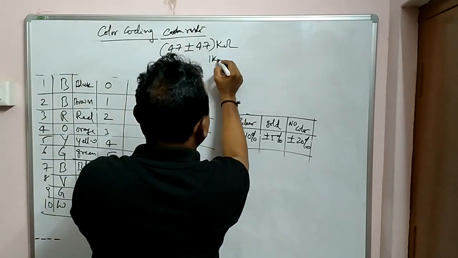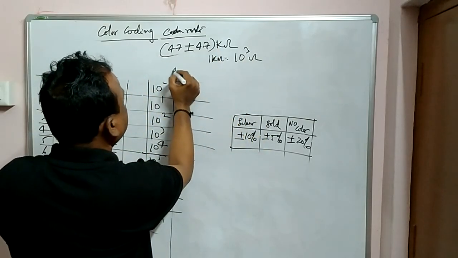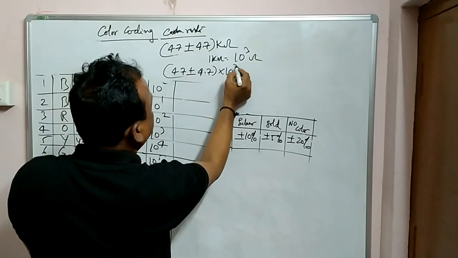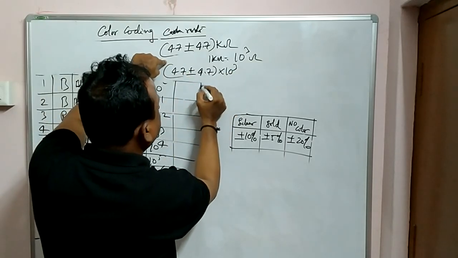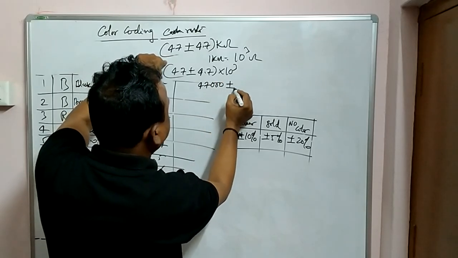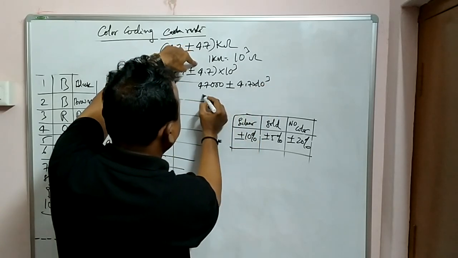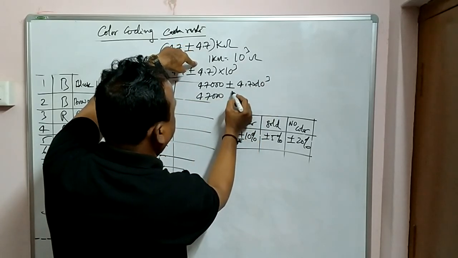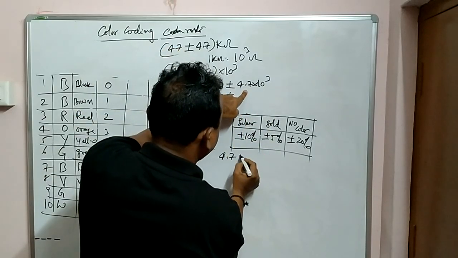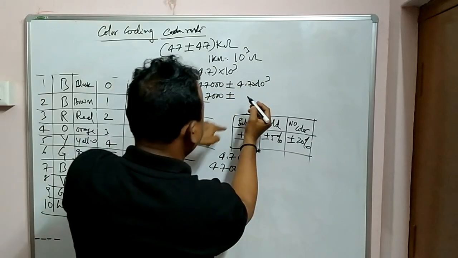Now we know what is 1 kilo ohm? 1000 ohms. So put the value here. 47 plus minus 4.7 into 10 cube. Put it inside: 47 and then the 1000 plus minus 4.7 into 10 cube. Just look once, how to solve this, I'll tell you. 47,000 plus minus 4.7 with 3 zeros, which means 4,700.